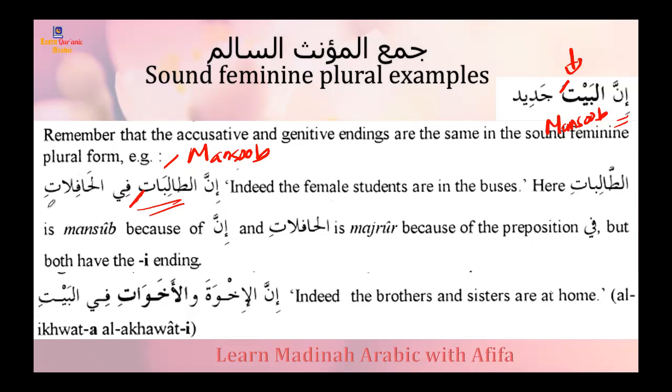Fi al-hafilat means bus. Fi is a preposition. So it makes the following word majroor. So this is majroor with a kasra on it.